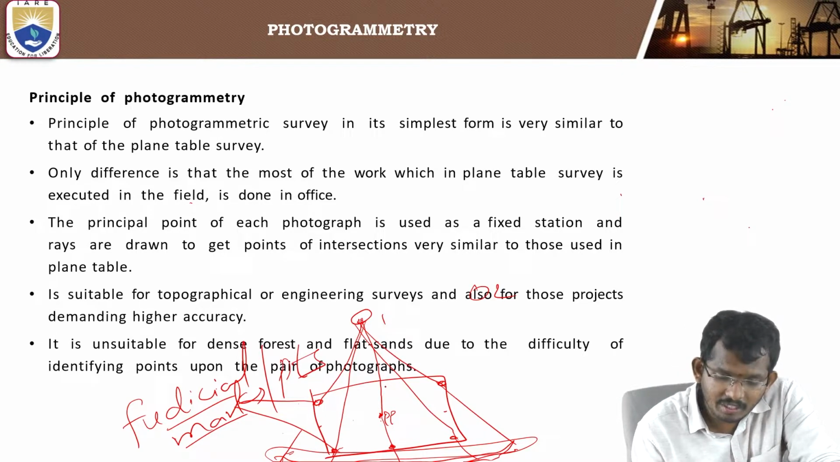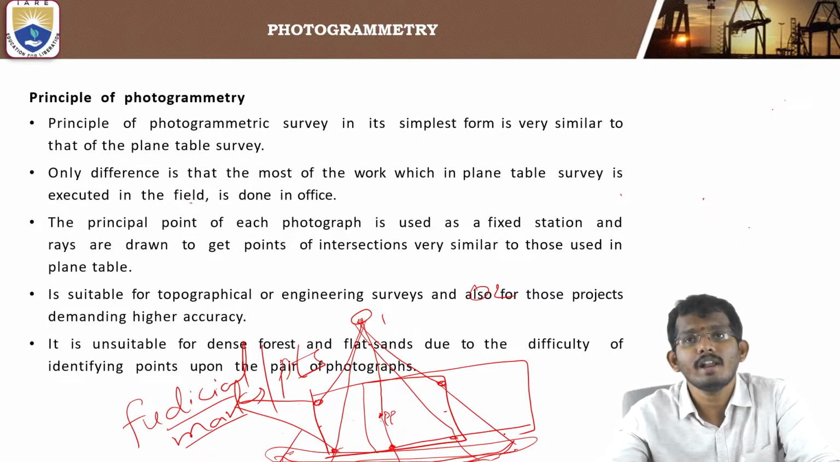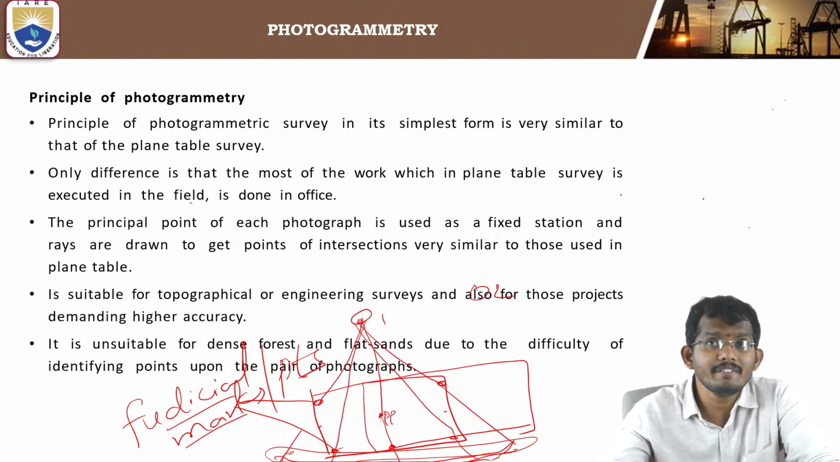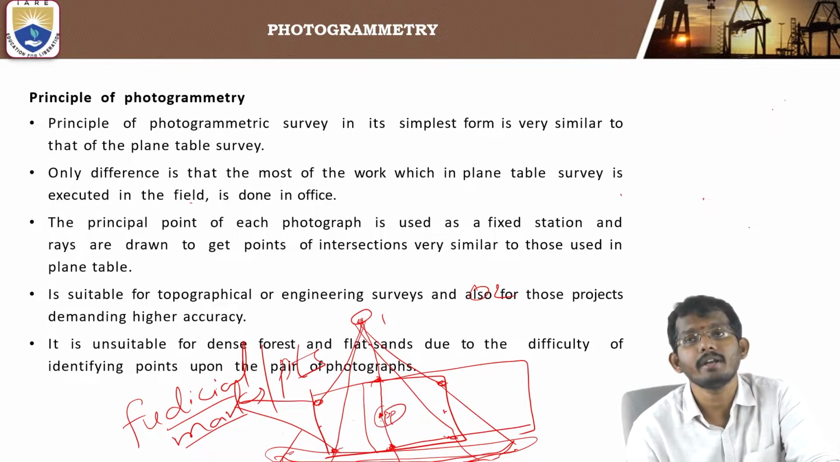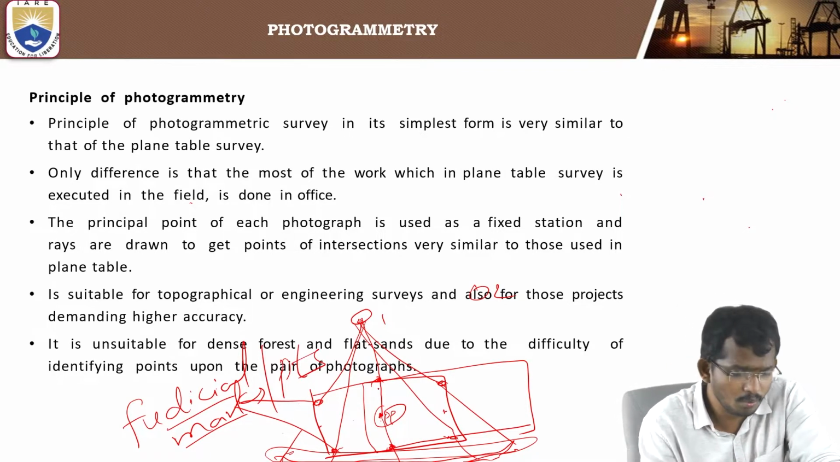So in photogrammetry, I will overlap 60 to 70% of the previous image. When I am overlapping the previous image, I will overlap these fiducial points and the principal point: 1, 2, 3, 4, four fiducial marks and 1 principal point. So these all are overlapped.